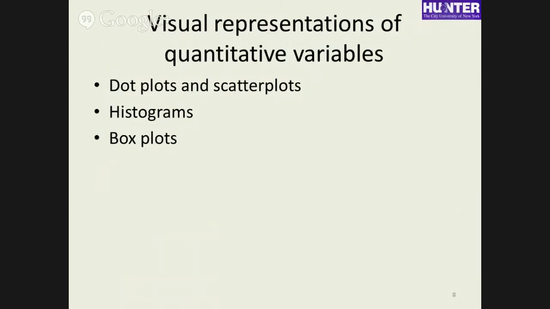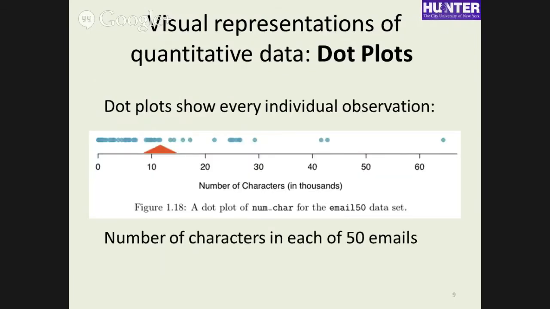So let's move on to the visual representations. We're going to cover dot plots and scatter plots for quantitative data as sort of the most detailed representation, histograms for one variable, and box plots. So the dot plot is the most detailed graphical information you can show for a single quantitative variable. It just shows every single observation on a number line.